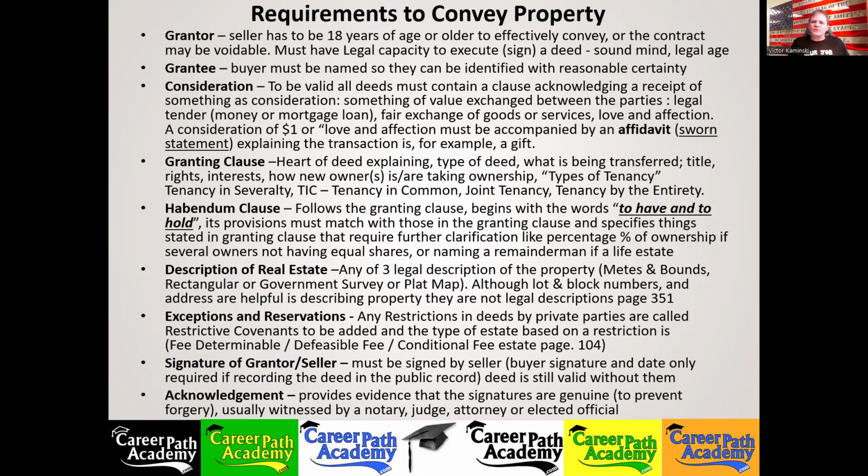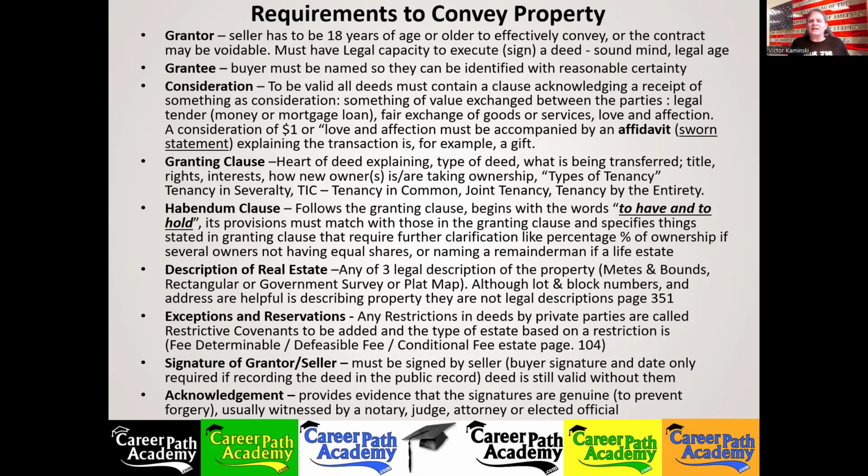So the buyer's signature is not required for a deed to be valid, because when does the transfer of ownership take place? Upon the delivery and acceptance of the deed itself, which only needs to be signed by the seller, and the buyer needs to be named in the deed. And then anybody's signature needs to be acknowledged.